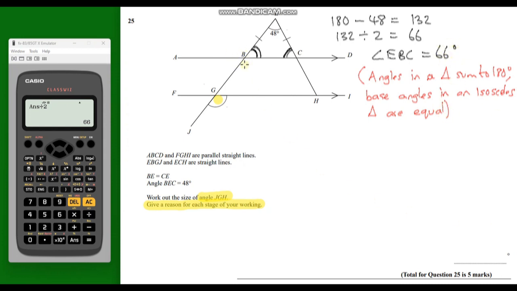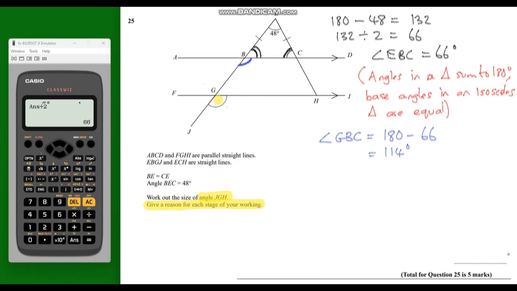Okay, now we can calculate this angle here. Let's do this in a different color. So this angle we can calculate, and that's because we've got a straight line. So we can say that angle GBC, well, that's going to be 180 minus this angle. 180 minus 66, well, that will give us 114 degrees. So we've worked out what GBC is.